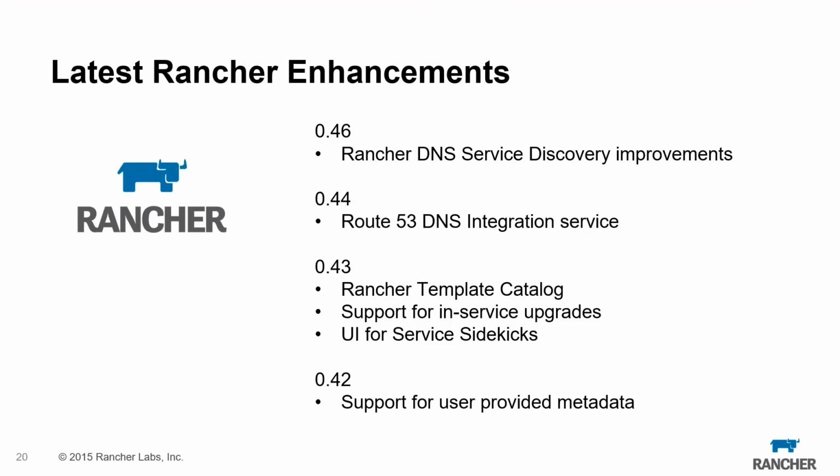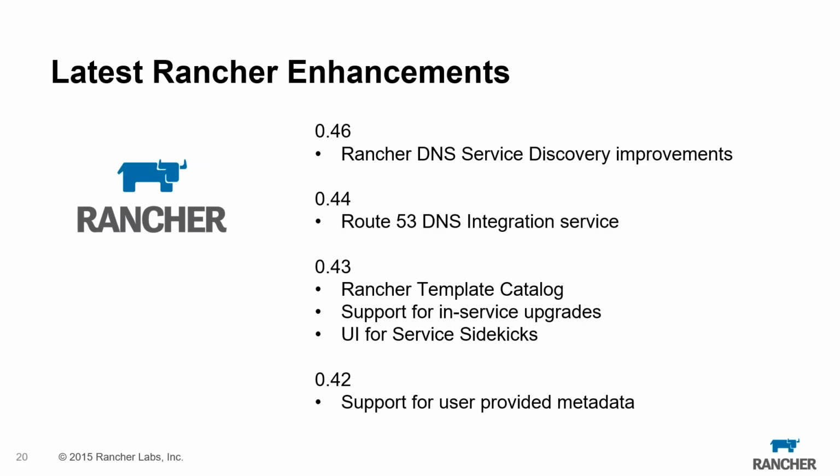These are some of the biggest things we've added recently. In 42, we introduced user-provided metadata so that you could inject your own metadata, like Darren was doing in some of the demos. In 43, we introduced the template catalog for the first time. Right now, as Darren said, it's just a Rancher-provided template catalog that we run and connect to. Some people have gotten into the settings and figured out how to point it to their own GitHub. We're not showing you how to do that or documenting it, but you'll see it nicely done in the UI in the next week or two. It's really just pointing to a Git repository, so you could make that settings change yourself if you really wanted to. We also introduced in-service upgrades in 43 and the UI for Sidekicks.